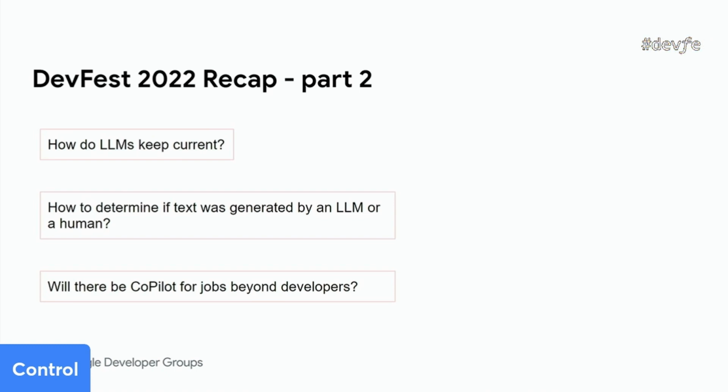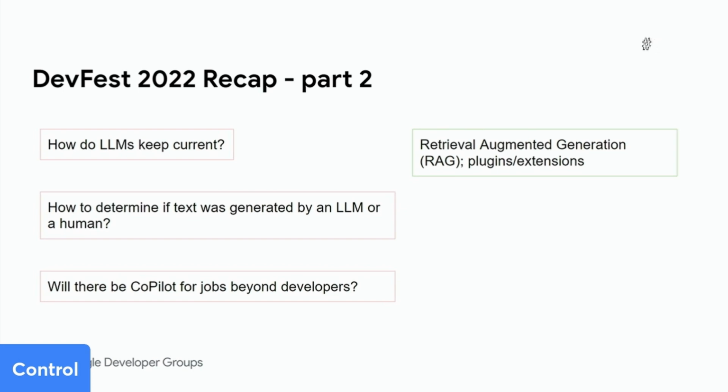Now, the interesting thing is over the course of the last year, because of developments in this area, there are better answers to these questions than there were a year ago. So for the first one, how do large language models keep current? Over the last year, there's been the externalization and popularization of a couple of ways that large language models, which are trained at a particular time and are expensive and take a long time to train, can be current.